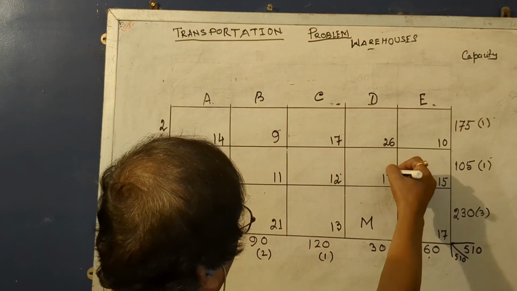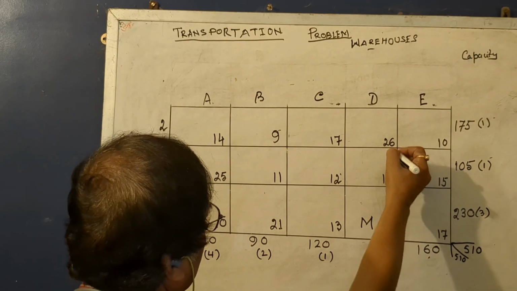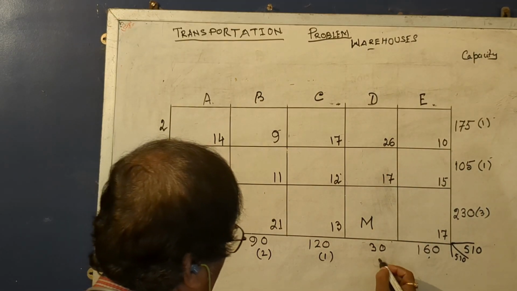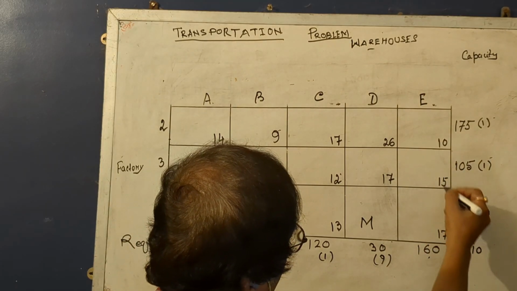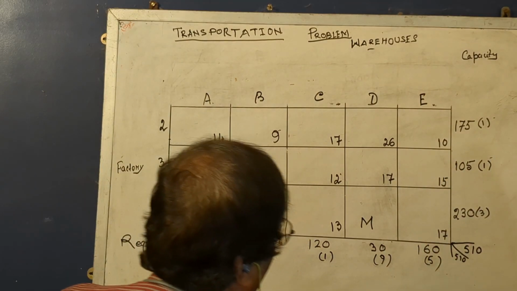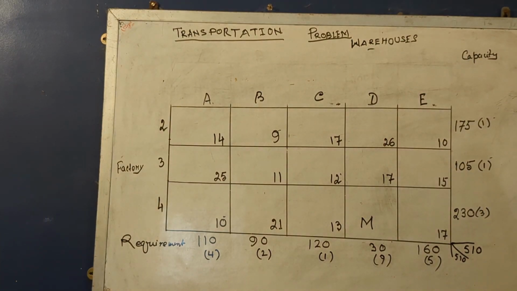And for the third, the lowest is 12 and the immediate lowest is 30. The difference is 1. And here the lowest and immediate lowest are 26, so what is the difference? 9. And this one, the lowest is 10 and the immediate lowest is 50. That's why this is 5. In this way, you have to calculate the lowest and immediate lowest.